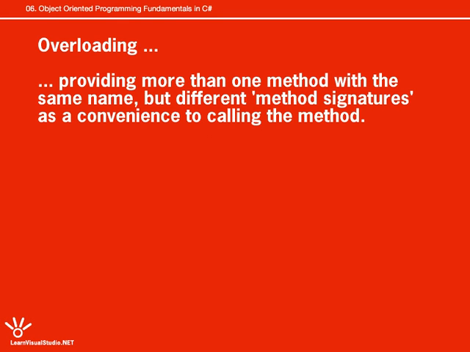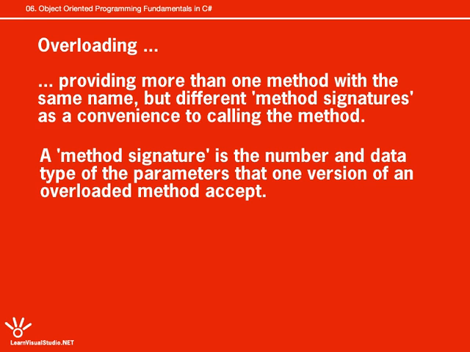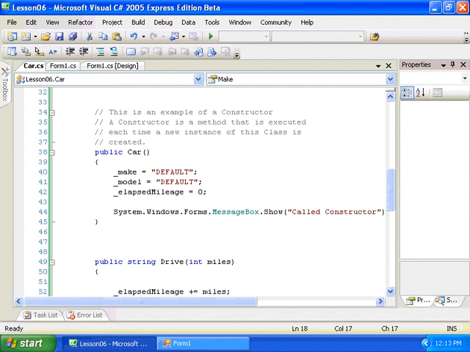In object-oriented programming terms, overloading means that we create 2 methods with the exact same name. The only difference is what is called the method signature, or rather the number of arguments or parameters that the methods accept. So let me show you an example of this, and then I'm going to explain why you'd want to do this. Let's take this car method, for example.